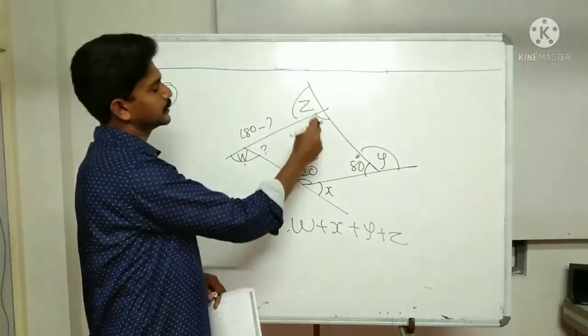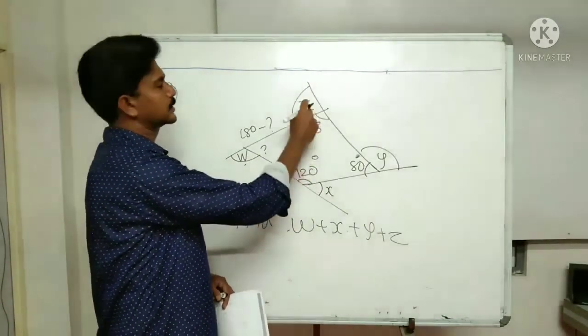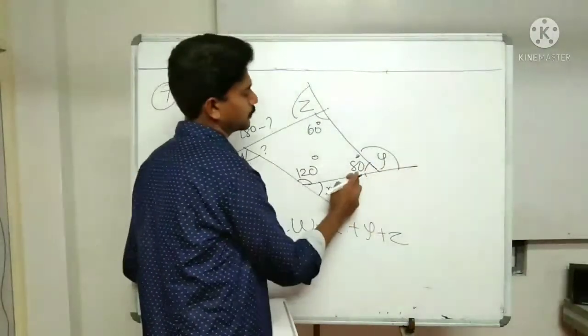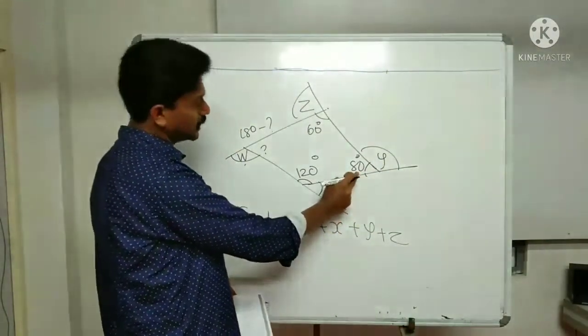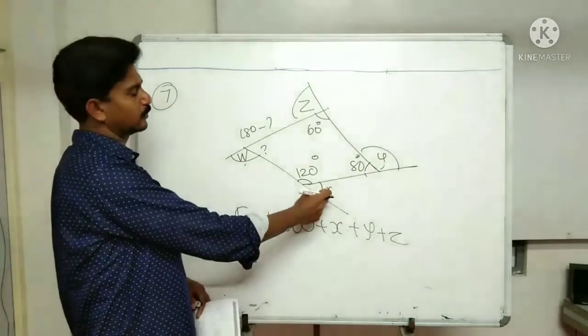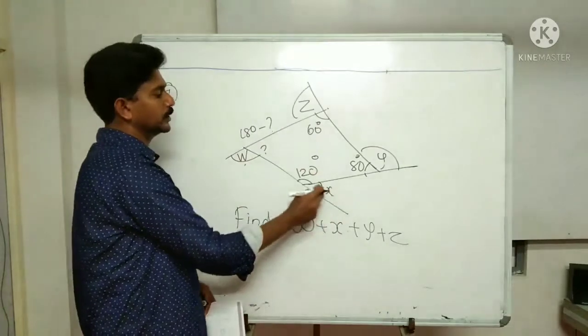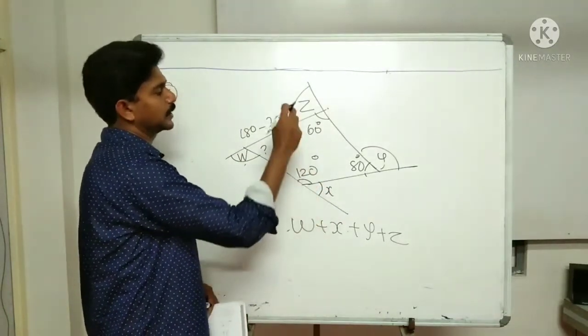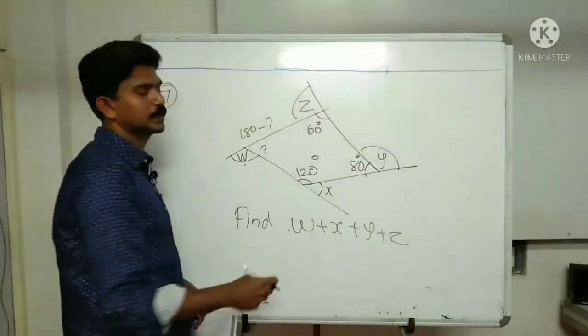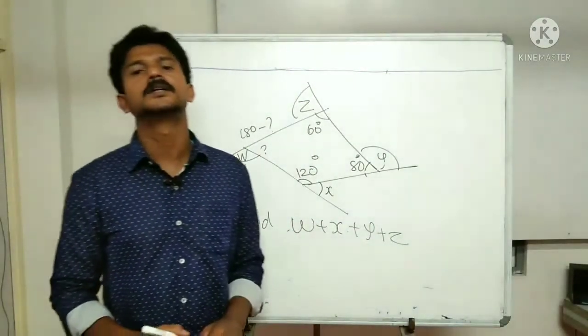How do you get the z? From 180 you subtract 60 because this is a straight line. How do you get y? From 180 you subtract 80, you get the y value, and for x you get 180 minus 120, you get the x value. So after getting w, x, y, z, add everything, you get the sum. That is our final answer.